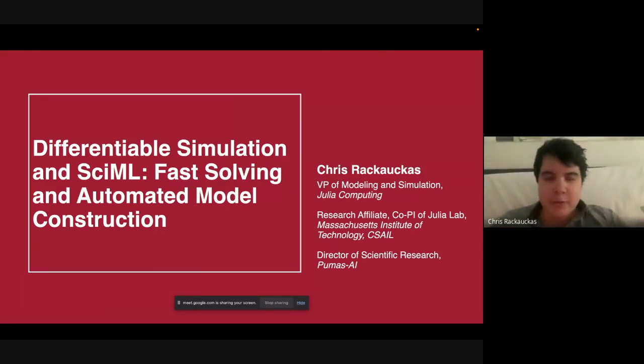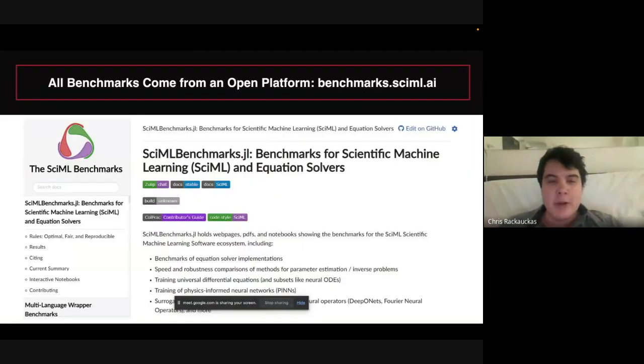Yeah, so today what I want to talk about is differentiable simulations in SciML. So essentially, how does differentiation of simulators come into play for scientific machine learning, and then lead to the automation of this model discovery, in the way that we understand physical laws, right?